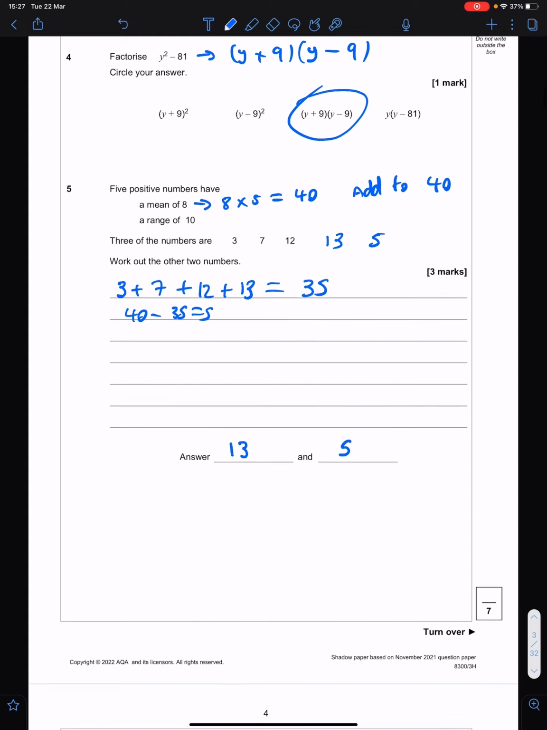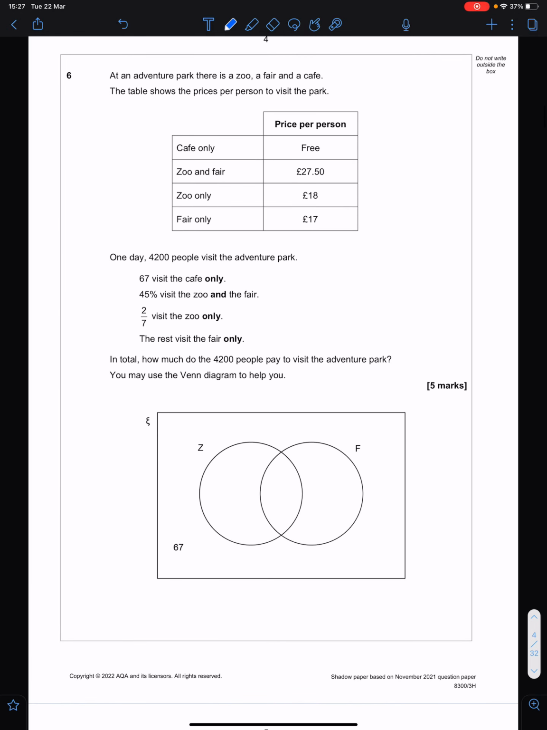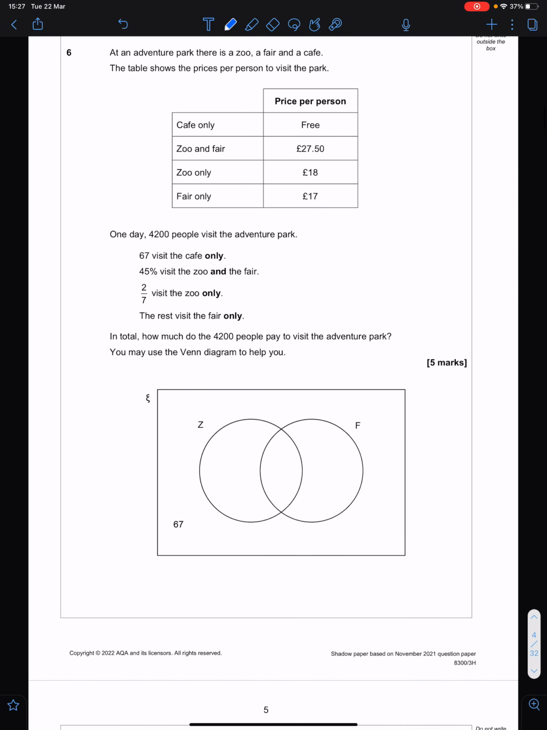Let's keep going. Okay, let's look at number 6. At an adventure park, there is a zoo, a fair, and a cafe. The table shows the prices per person to visit the park.